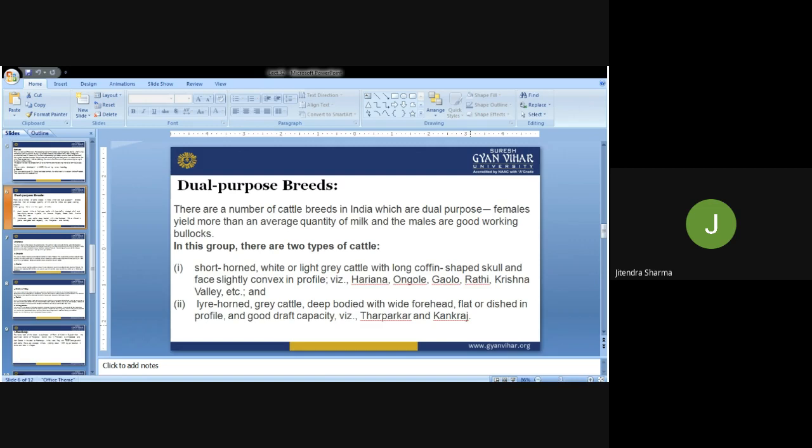Anyway, there are a number of cattle breeds in India which are dual purpose: females yield more than average quantity of milk, and males are good working bullocks. In this group, there are two types of breeds, short horn and iron horn. Short horn are white or light gray cattle with a long coffin-shaped skull and face slightly convex in profile, like Haryana, Ongole, Gyr, Rathi, Krishna Valley, etc. And iron horn are gray cattle, deep bodied with white forehead and flat dished profile and good draft capacity. They are Tharparkar and Kankrej. So these are the two groups we have, and the dual purpose breeds are like that.